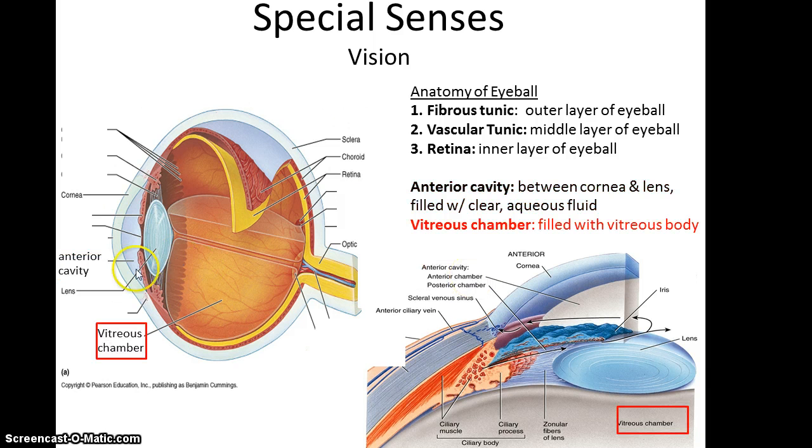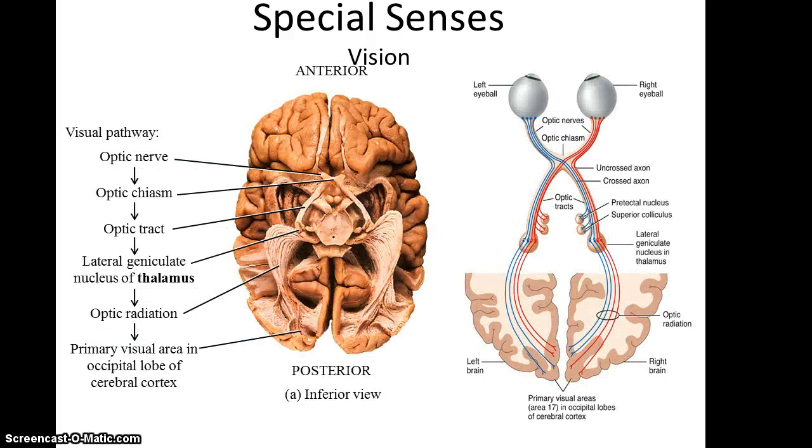Then the vitreous chamber is in the back of the eye, behind the lens, and it is very big and is filled with the vitreous body, which is this big gelatinous mass that presses against and gives shape to the eye. Alright, so we now know about the eye and the receptors that detect it.